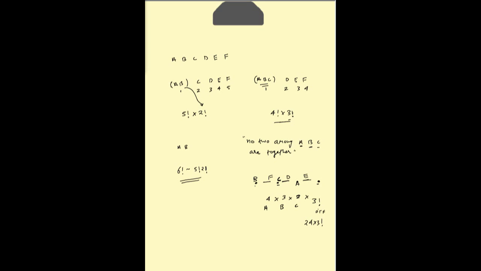In the next session, we will continue with linear arrangement under conditions, and what if some of the alphabets are identical, or some of the things to be arranged in the line are identical? And afterwards we'll carry on with circular arrangement.